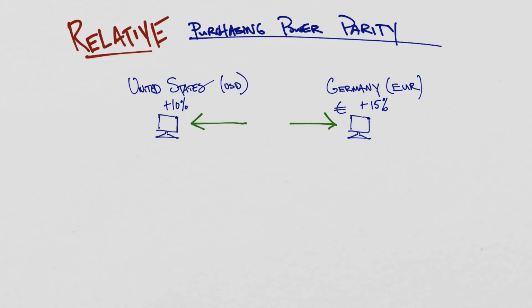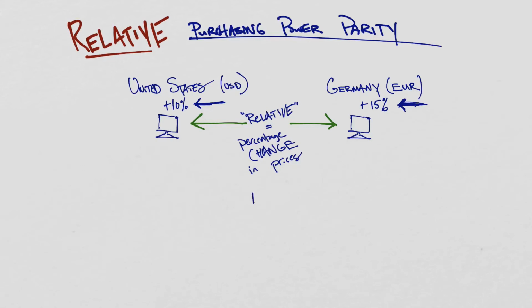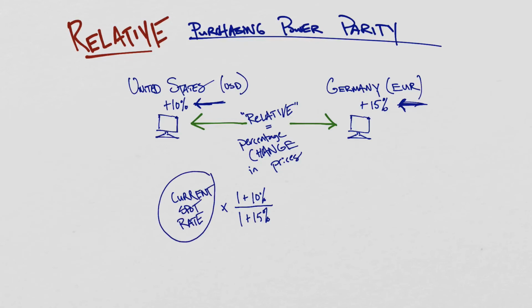For example, here in the United States, prices for TVs have gone up by 10%, but in Germany they've gone up by more, 15%. You can then use these to figure out by how much the currency should have changed from 1 year to the next, given what you know about the current spot rate today. That is the actual price today, and then looking at the ratio of percentage growth in prices for these two goods should tell you something about the rate of exchange in the future.